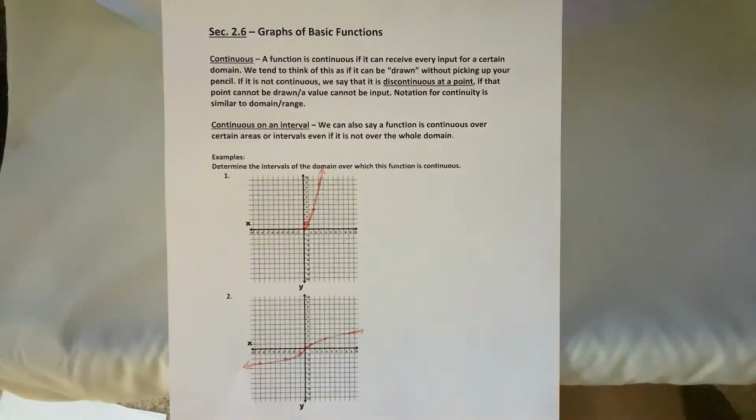Most of the time, piecewise functions are discontinuous at the point in the domain where they change from one function to another. This cannot always be the case. If they happen to be at the same point, they can be continuous, but it's usually not the case. Now, we can say a function is continuous over certain areas or intervals, even if it's not continuous over the whole domain.